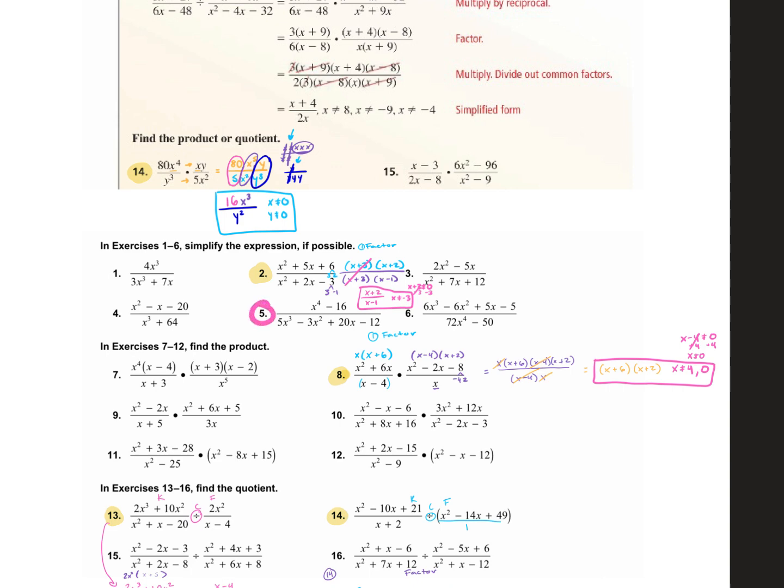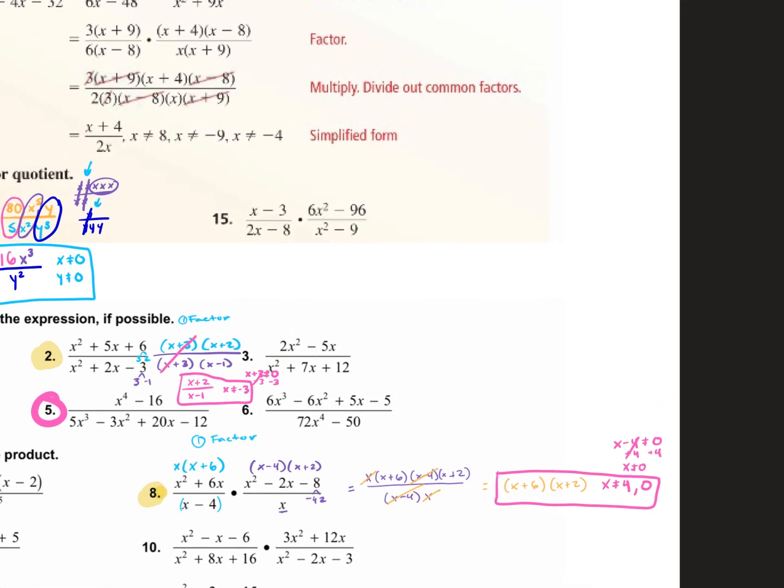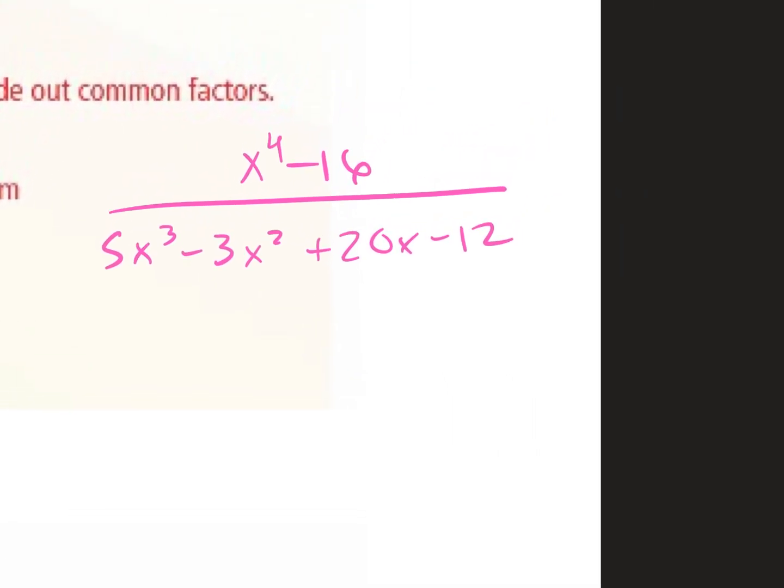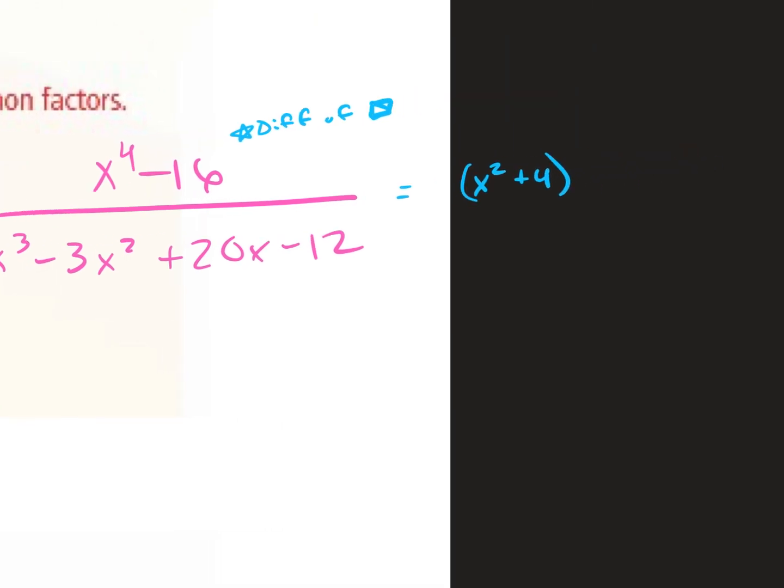All right, so I'm going to do number 5. I'm going to rewrite it over here. So x to the 4th power minus 16 over 5x cubed minus 3x squared plus 20x minus 12. All right, let's start with factoring the top. How would I factor the top? That's the difference of squares. So it would factor into x squared plus 4 and x squared minus 4.